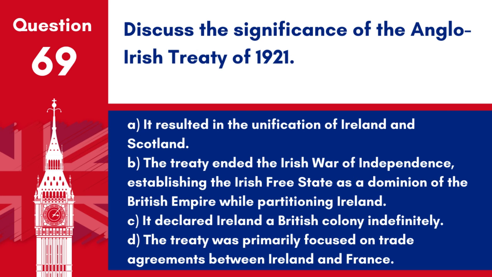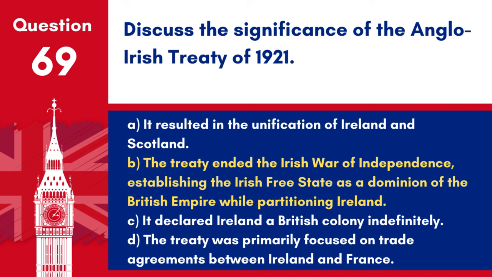Question 69. Discuss the significance of the Anglo-Irish Treaty of 1921. A. It resulted in the unification of Ireland and Scotland. B. The treaty ended the Irish War of Independence, establishing the Irish Free State as a dominion of the British Empire while partitioning Ireland. C. It declared Ireland a British colony indefinitely. D. The treaty was primarily focused on trade agreements between Ireland and France.